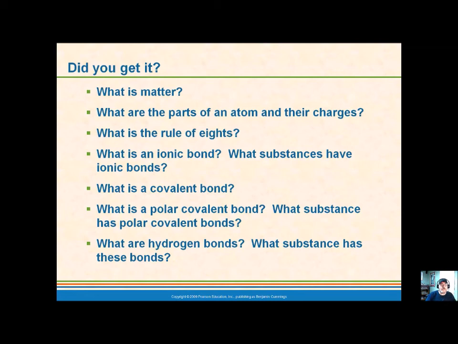So this is just a summary of the things that you should have gotten from this talk. Basically a definition of what is matter, what are the parts of an atom and their charges, what is the rule of eights, what is an ionic bond, what is a covalent bond, what is polar covalent, and what are hydrogen bonds. So you should know the different types of bond specifically. You should know the parts of an atom and the charges that they have, and you should understand the essence of the rule of eights. So that's everything for me on this topic.